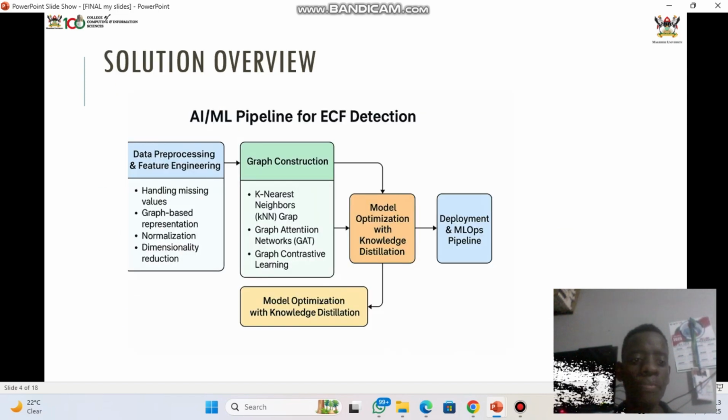The solution overview is that we start with data processing, and then we construct graphs using nearest neighbors. We do model optimization using registration. We also deploy using Render and simulate.